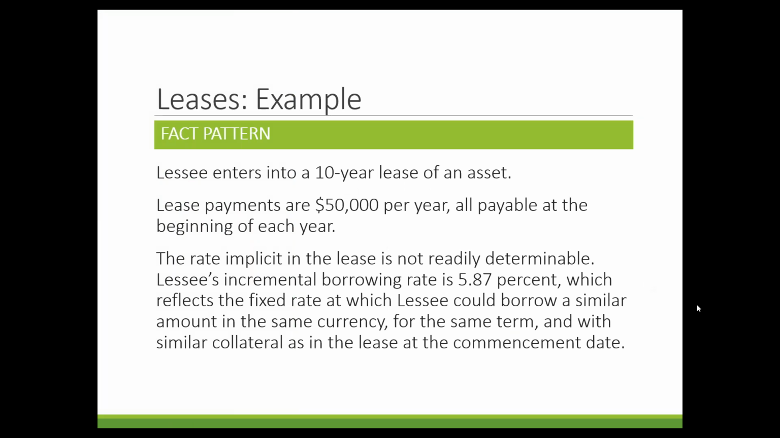A lessee enters into a 10-year lease of an asset. Lease payments are $50,000 per year, all payable at the beginning of each year. The rate implicit in the lease is not readily determinable. The lessee's incremental borrowing rate is 5.87%, which reflects the fixed rate at which the lessee can borrow a similar amount in the same currency for the same term and with similar collateral as the lease at the commencement date.